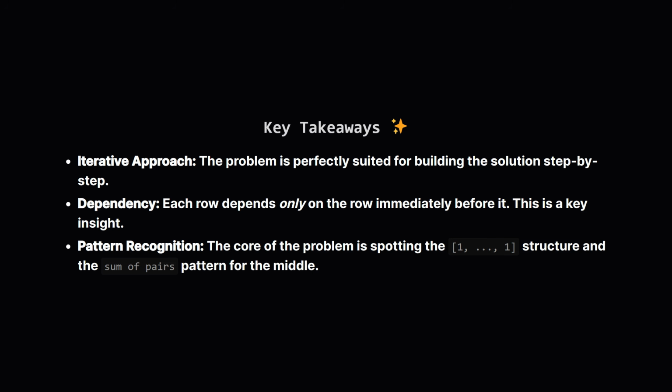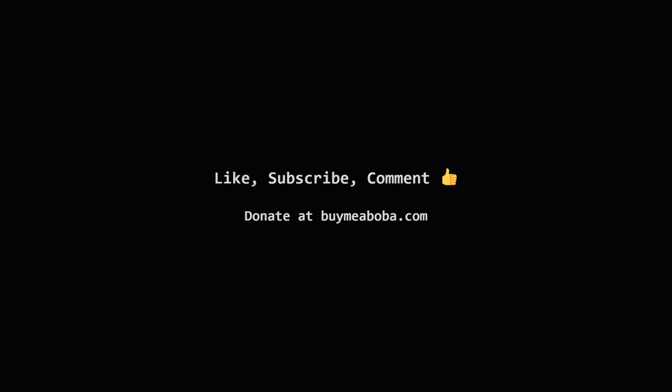Let's recap the main points. The best way to solve this is with an iterative row-by-row approach. The most important realization is that any given row only depends on the one right before it. Once you see that pattern, that each row is just a 1, followed by the sums of pairs from the previous row, and then another 1, the logic for the code falls right into place. And that's Pascal's triangle.